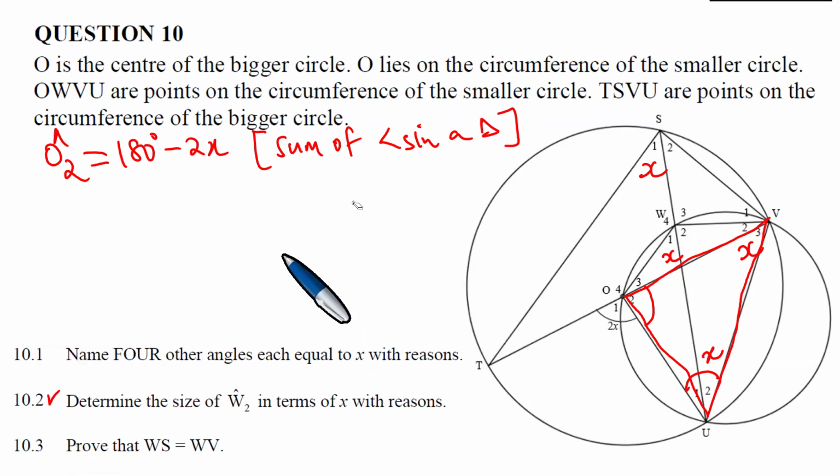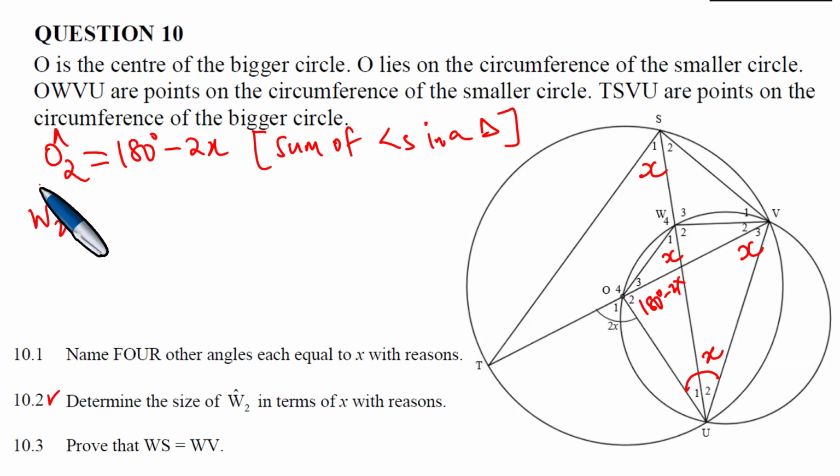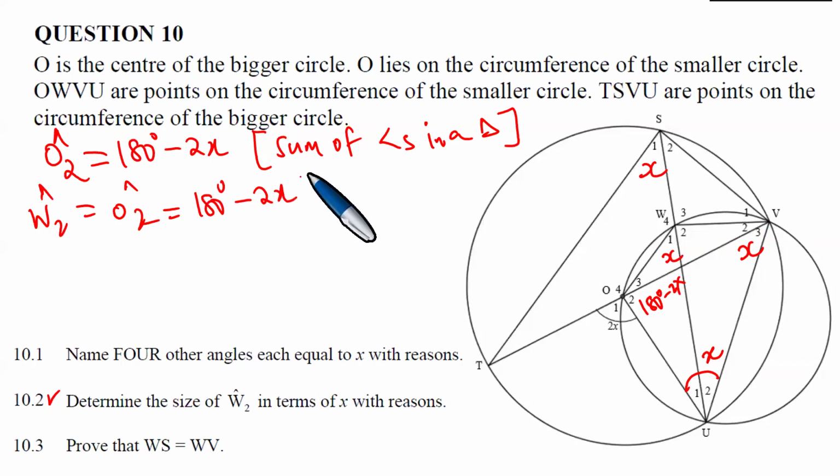We're good. And what else do you see, Tando? What I noticed is that O2 is equal to W2 because of angles in the same segment, I think. Yeah, that is it. You got it, Tando. You got the examiner, because this is 180 minus 2x. In other words, the angle W2 is the angle O2, which is 180 degrees minus 2x.